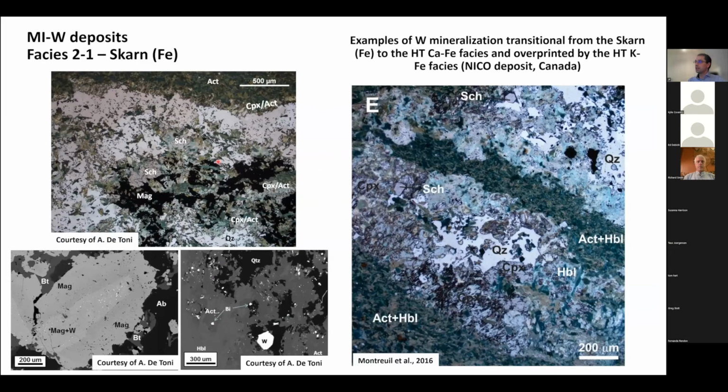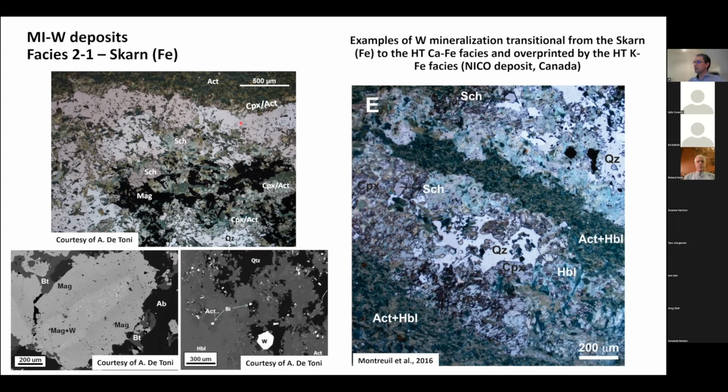The other style of mineralization that is possible as we're transitioning to this iron and alkali calcic skarn type of assemblage, in conjunction with this arrival of iron and formation of clinopyroxene and also magnetite, you can start depositing scheelite, forming tungsten mineralization in association with the development of that skarn assemblage. This is an example from the NICO deposit, where we can see this early stage of skarn assemblage. It is associated with the formation of scheelite.